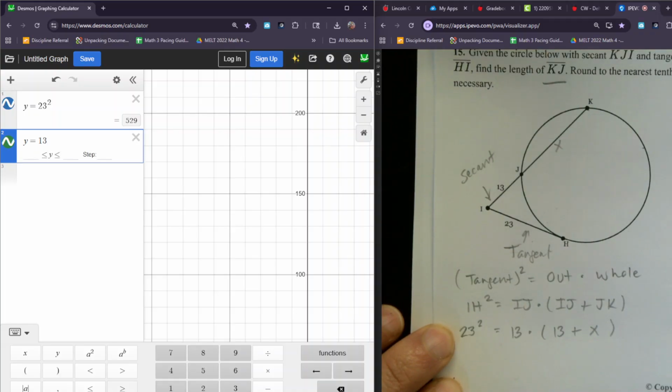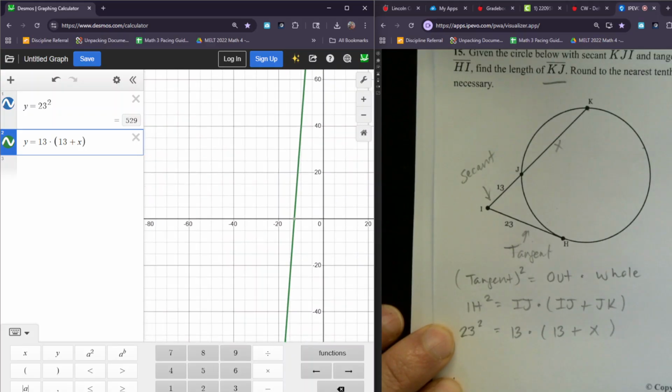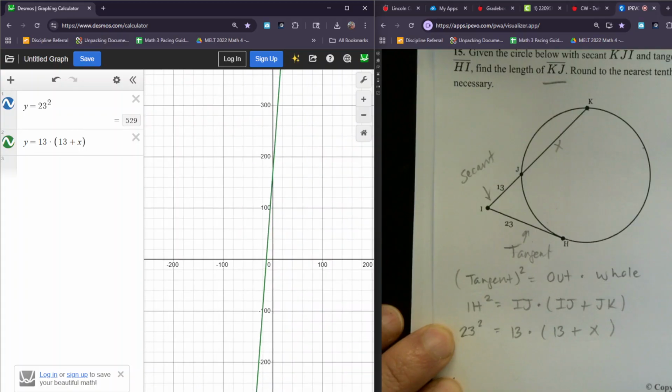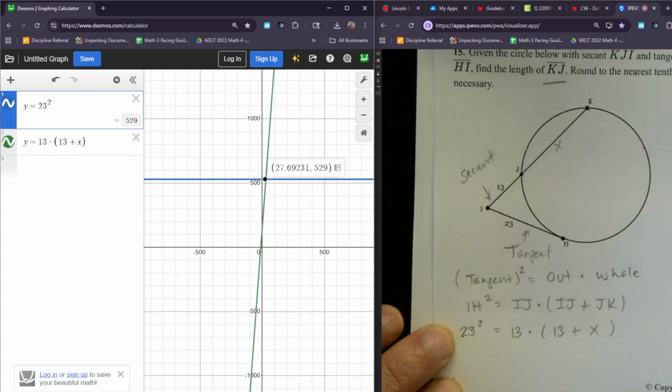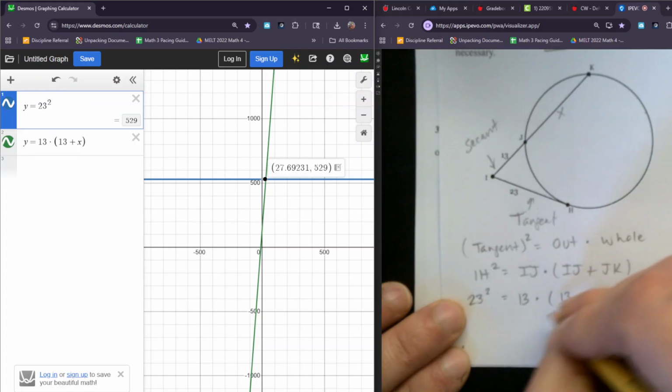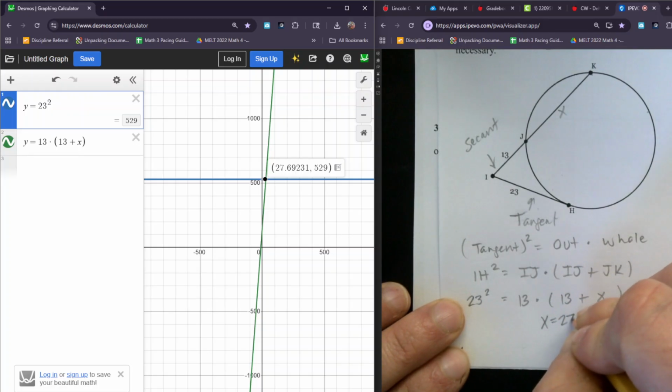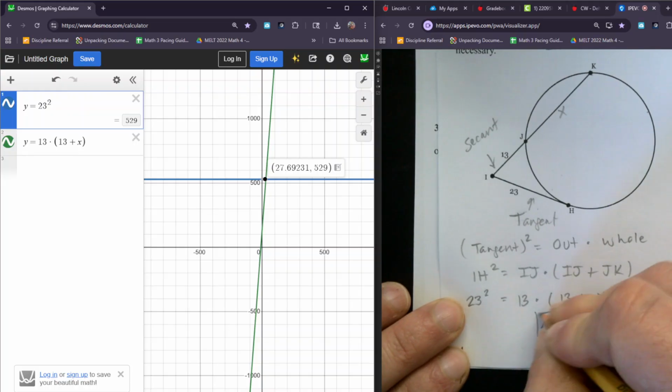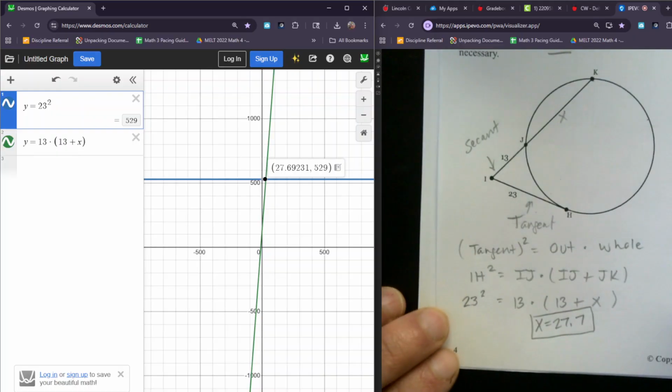All right, y equals 13 times. This may be a big number, so 23 squared is a pretty big number. So we're getting an X value of 27.7. 27.7. All right, so this would be what was required.